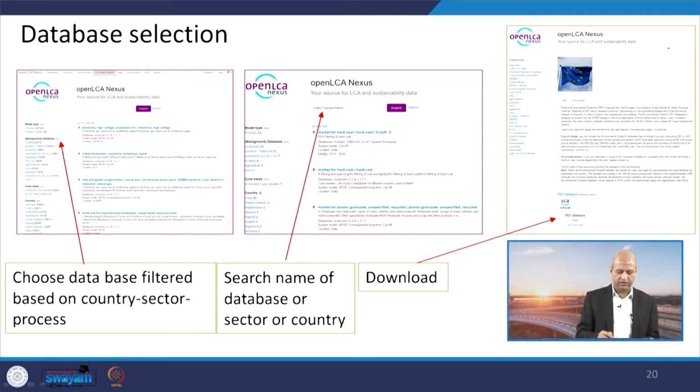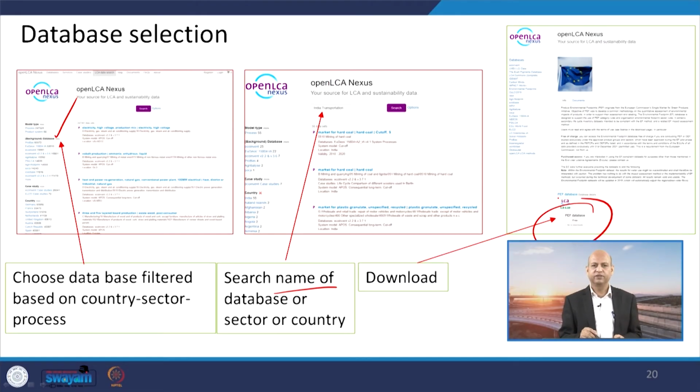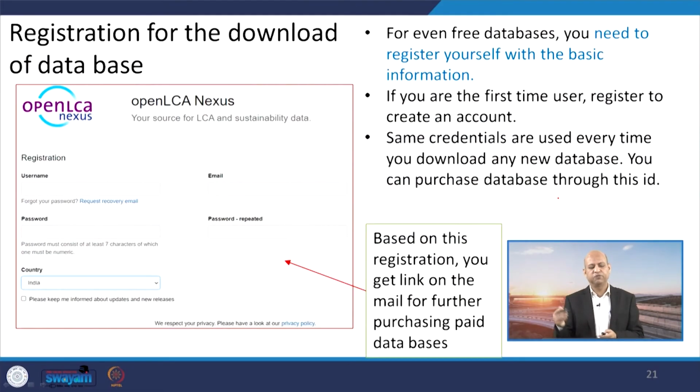Now, filtering the database based on country or sector is also available there. So, choose that button, then go here and you can search the name of the database, or the sector or the country, accordingly you can search here, and then you can download by clicking here. So, these are the different steps.